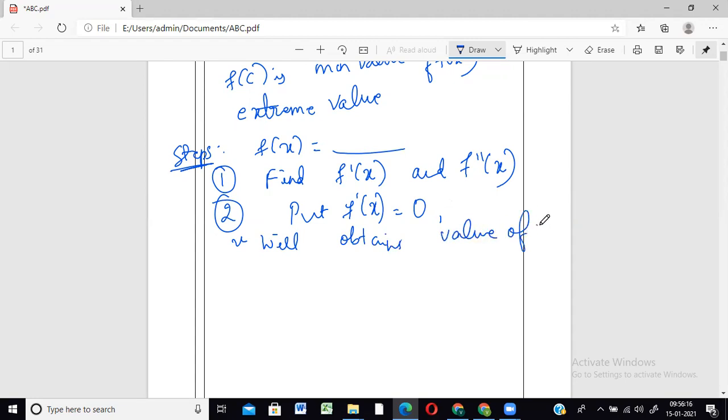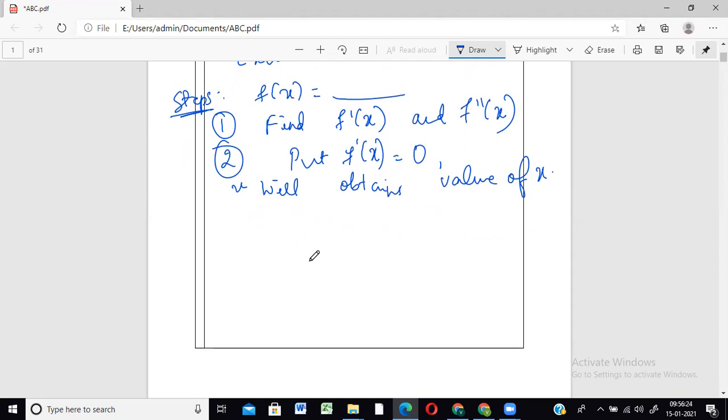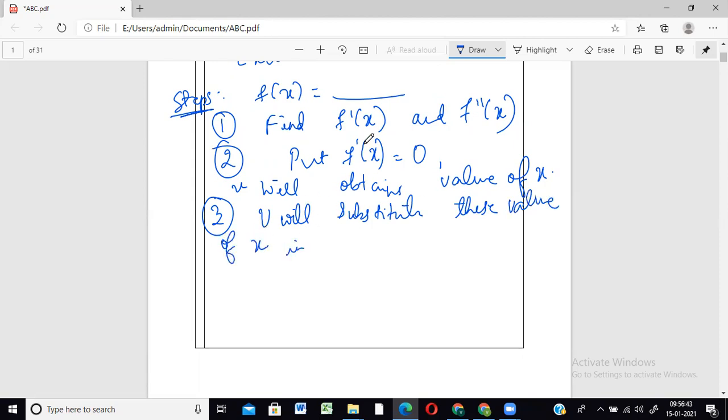So that number of values actually depends on the equation, the power of the equation, what order it is. So you'll obtain the values of x. Now these values of x that you have obtained, you will substitute in f double dash x, since we had found f dash x and f double dash x also. That will tell us whether the function is attaining maximum value or minimum value.